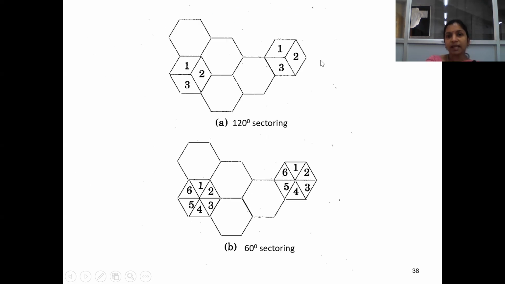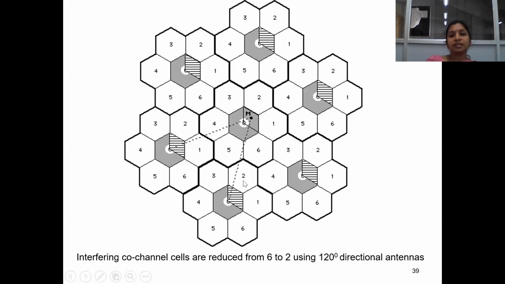So this is a hexagonal cell. Here we are partitioning it into 3 120 degree sectors. Coming to the 60 degree sectoring, here we have 6 sectors of 60 degrees. In this way we are sectoring. You can see here this is the center cell. In the first tier, 6 co-channel cells will cause interference, as I showed when deriving the formula for the carrier to interference ratio for the normal case in an omnidirectional antenna system. So 6 co-channel cells are taking part in the co-channel interference.